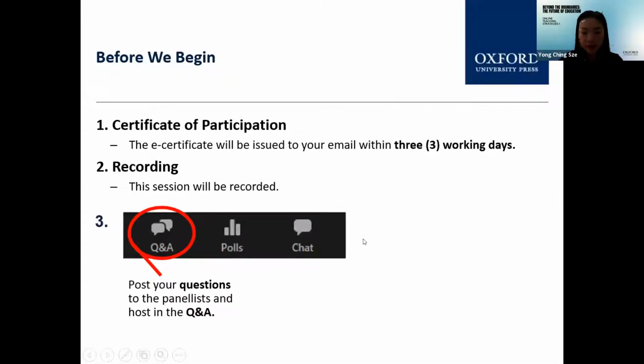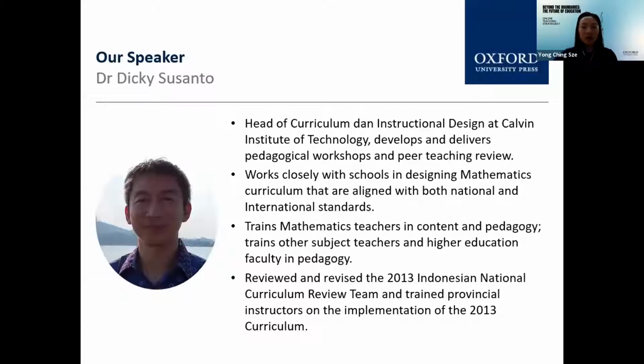A little introduction of Dr. Dicky. He is the head of curriculum and instructional design at Kelvin Institute of Technology, where he develops and delivers pedagogical workshops and peer teaching review. He works closely with schools in designing mathematics curriculum, both for national as well as international standards. He has been working very closely with the Ministry of Education, and has been giving his input on what they can do during this COVID situation. He has also reviewed and revised the 2013 Indonesian National Curriculum.